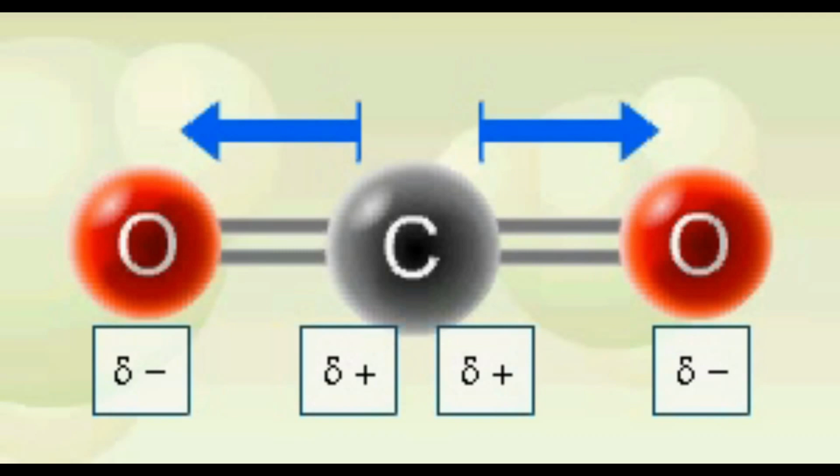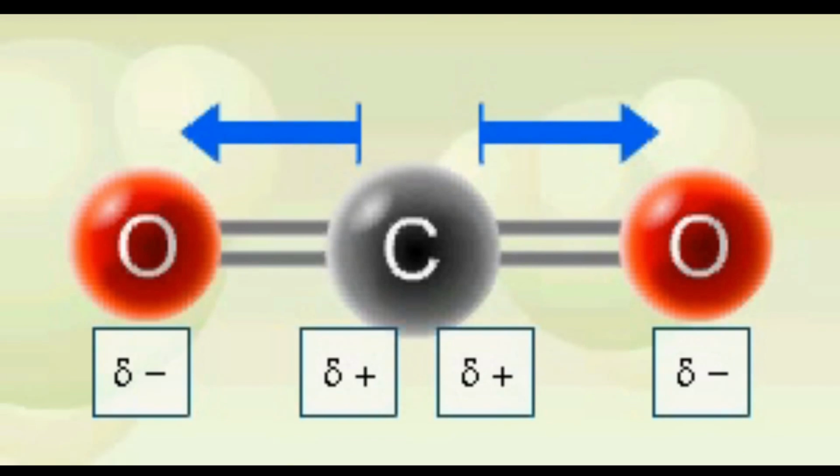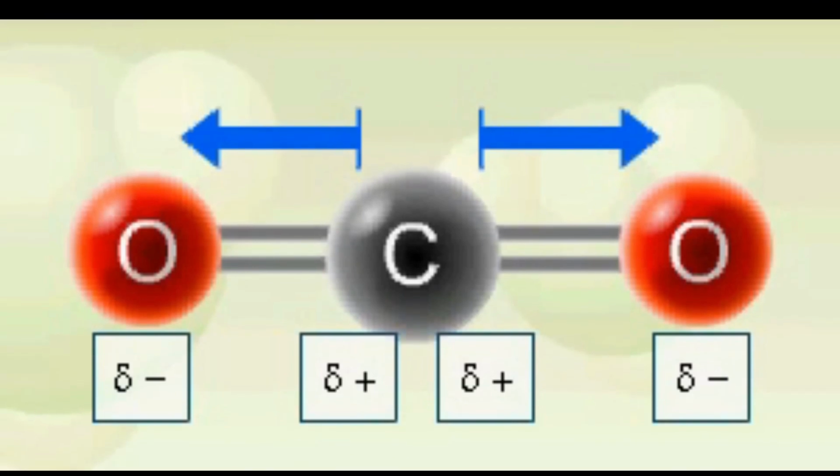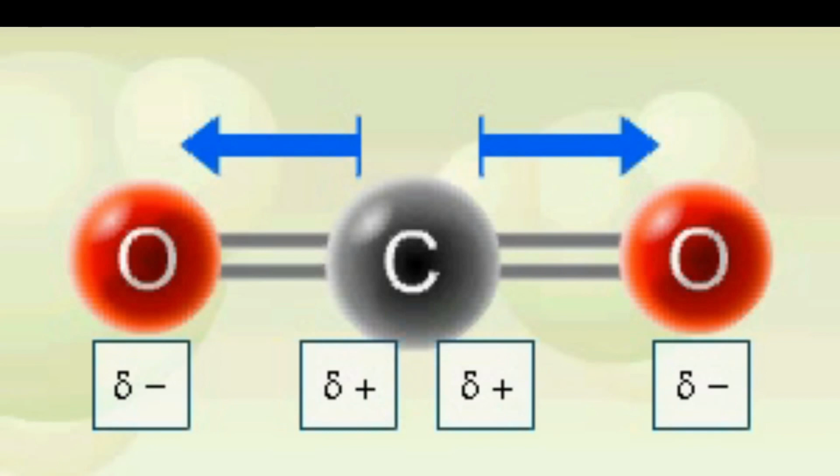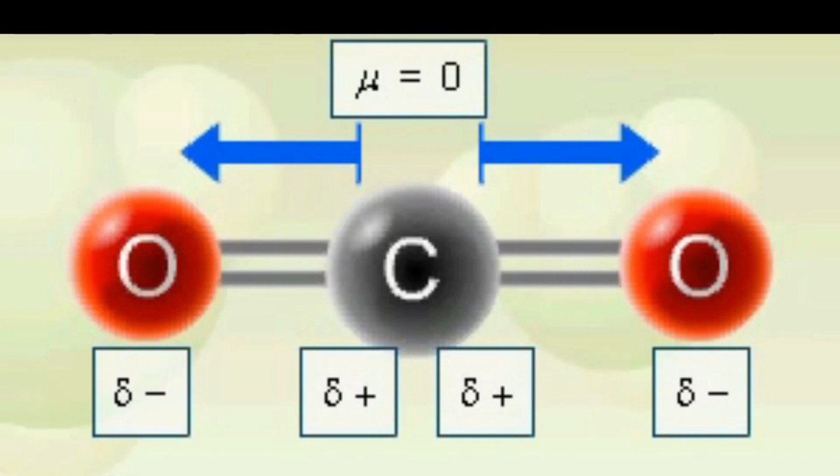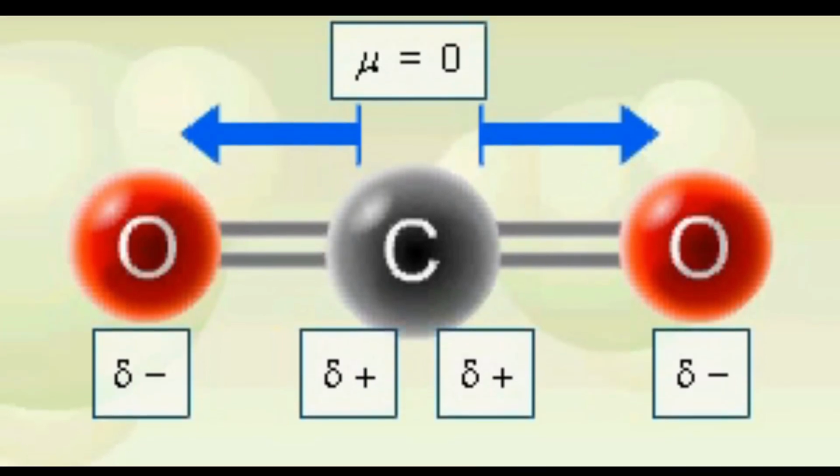To find the dipole moment of the whole molecule, we must add the individual moments as vectors. Since they are identical in magnitude but point in opposite directions, they cancel each other out. Carbon dioxide has no net dipole moment and is a non-polar molecule.